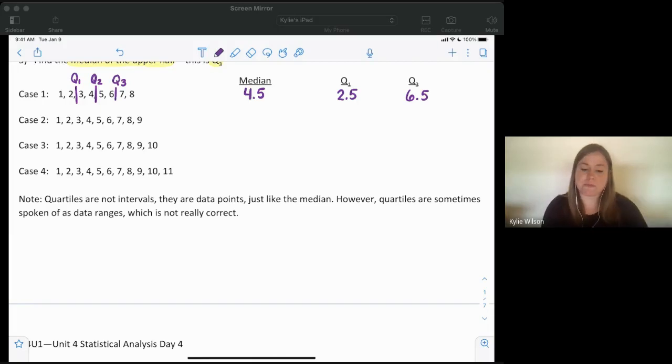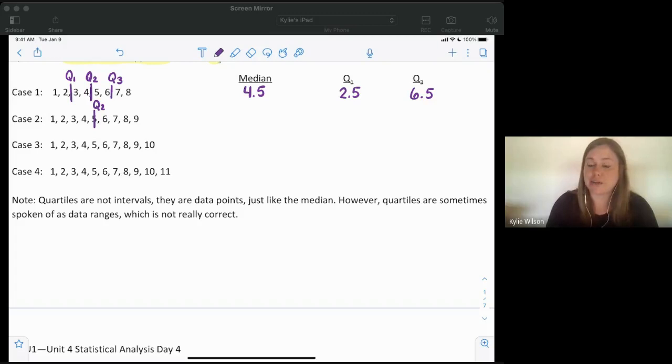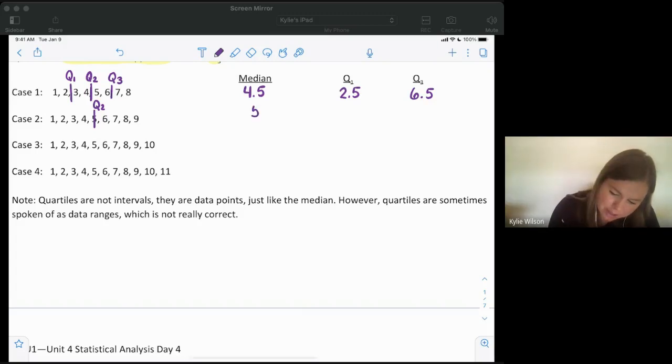So for case 2, now we have an odd number of data points. So let's find our median, or our second quartile. I first verify that they are all in order from lowest to highest, and then I find my median. So my median is going to be right here at 5, right in the middle. So I draw a line right through it, and that is my median.